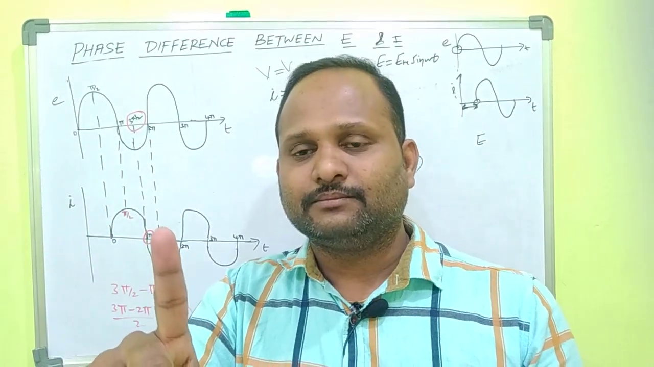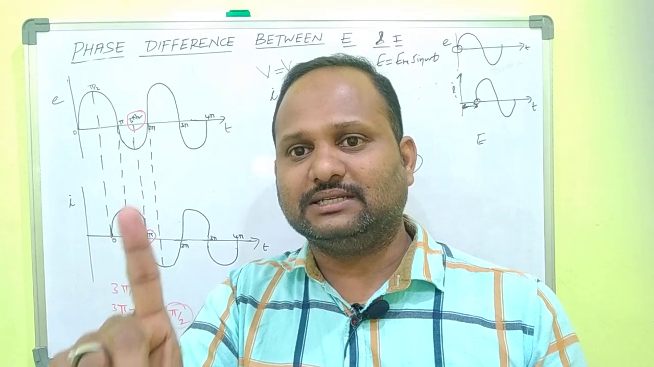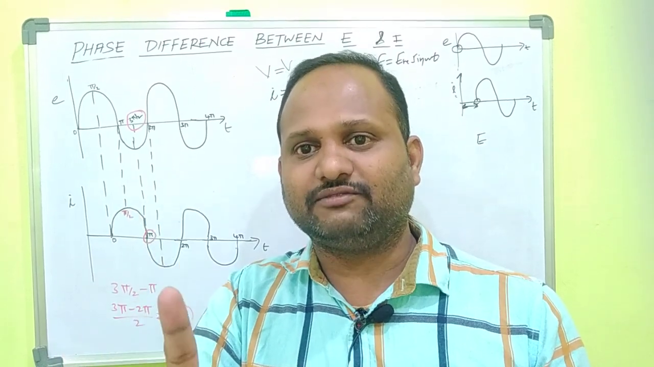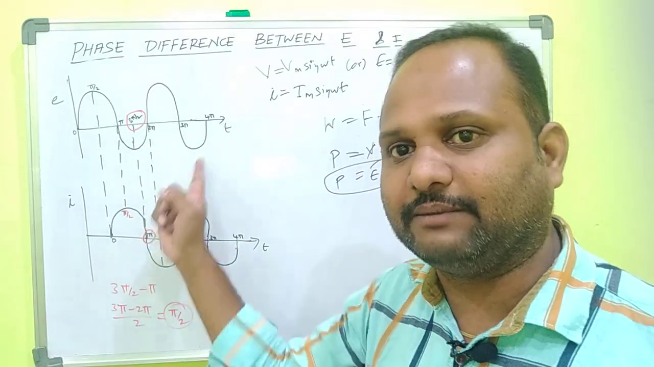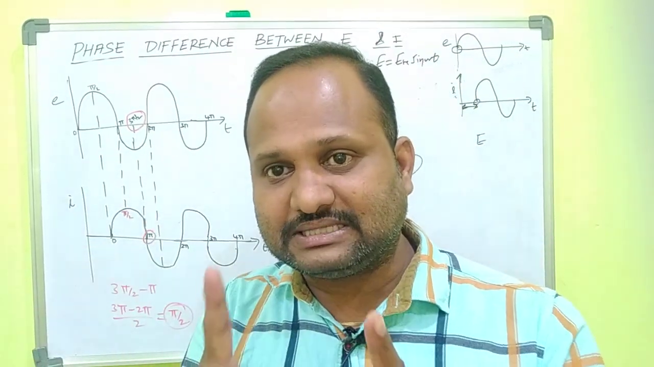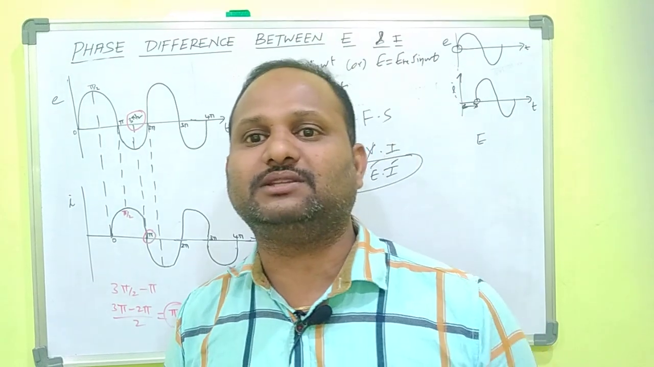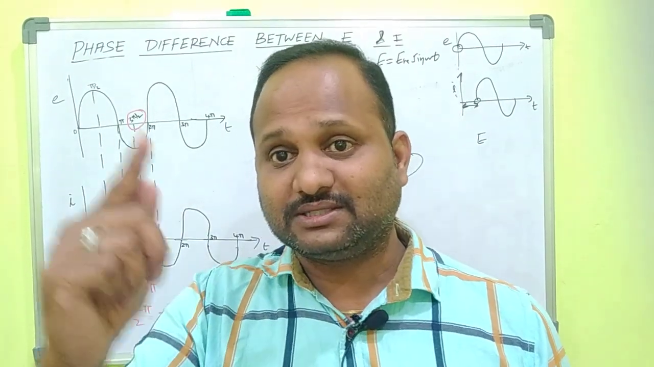Last thing, the phase difference between the current and voltage or EMF can be represented in two ways. One is the wave diagram. The other one is the phasor diagram. That is the most important thing that we are going to discuss in the next class.